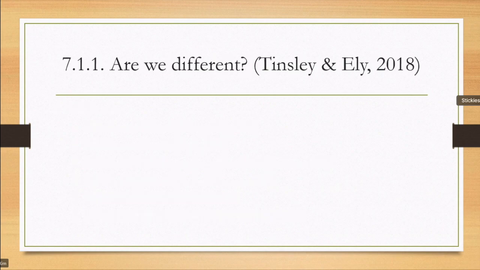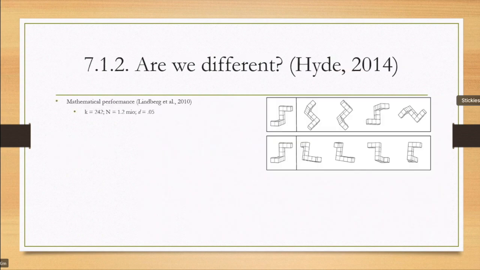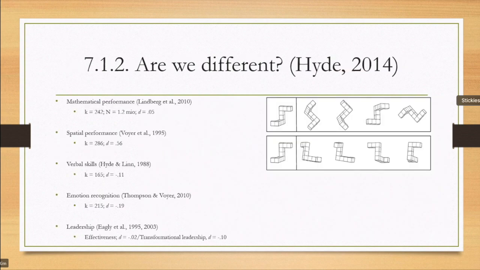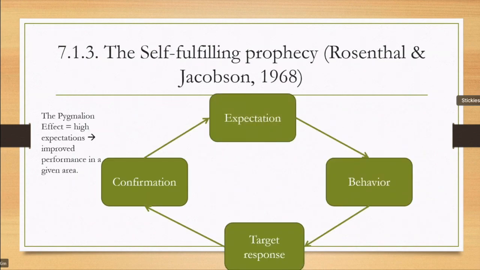Judging people, and are we different? Yes, of course we are different, speaking here about men and women, in average height and everything, which is also genetic, and we definitely differ. But self-esteem and confidence, we're pretty much the same. Mathematical performance too: we can see that basically it's very similar in most cases, depending on where you are.